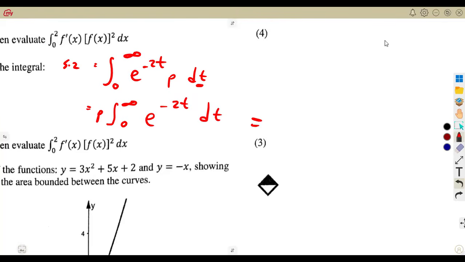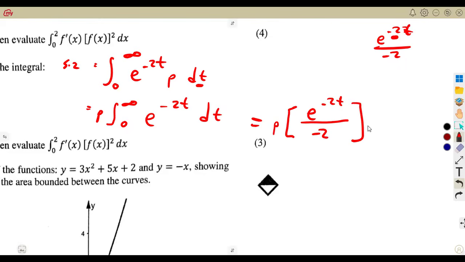What is the integral of e to the exponent of minus 2t over what? Over that derivative, which is going to be minus, considering e. So that is, we're going to have p, then we integrate this. E to the exponent of minus 2t over what? Over minus 2. The limits taken from what? From 0 to infinity.